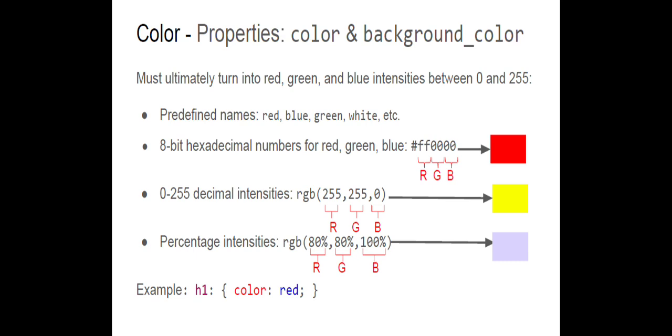Okay, in the 0 to 255 decimal notation, RGB will be 255, 255 and 0. In percentage notation, RGB will be 80%, 80% and 100%. So like this we can give the values. For example, h1 colon color colon red. So for the h1 text element, this color will be applied. You can directly give the value also, or predefined names.